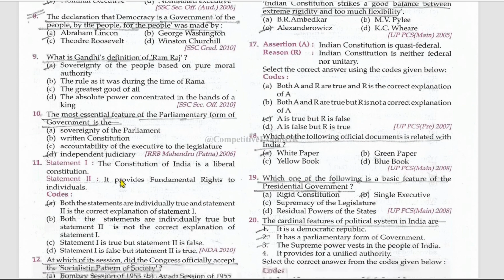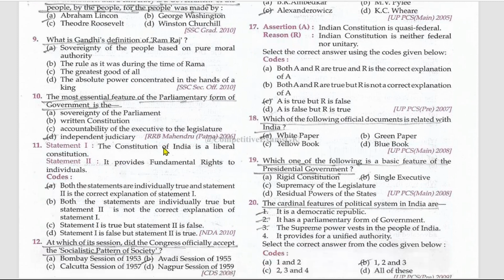Next, statement 1 and statement 2. The Constitution of India is a liberal constitution, true, and it provides fundamental rights to the individuals. This is also true. Both the statements are individually true and statement 2 is the correct explanation of statement 1.